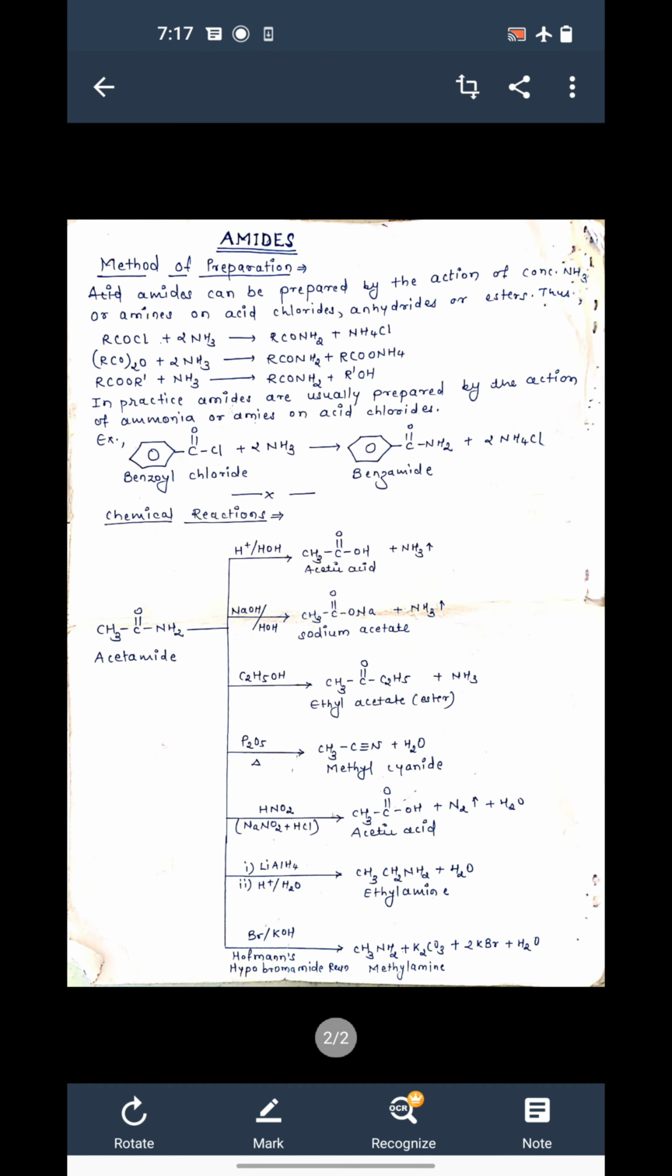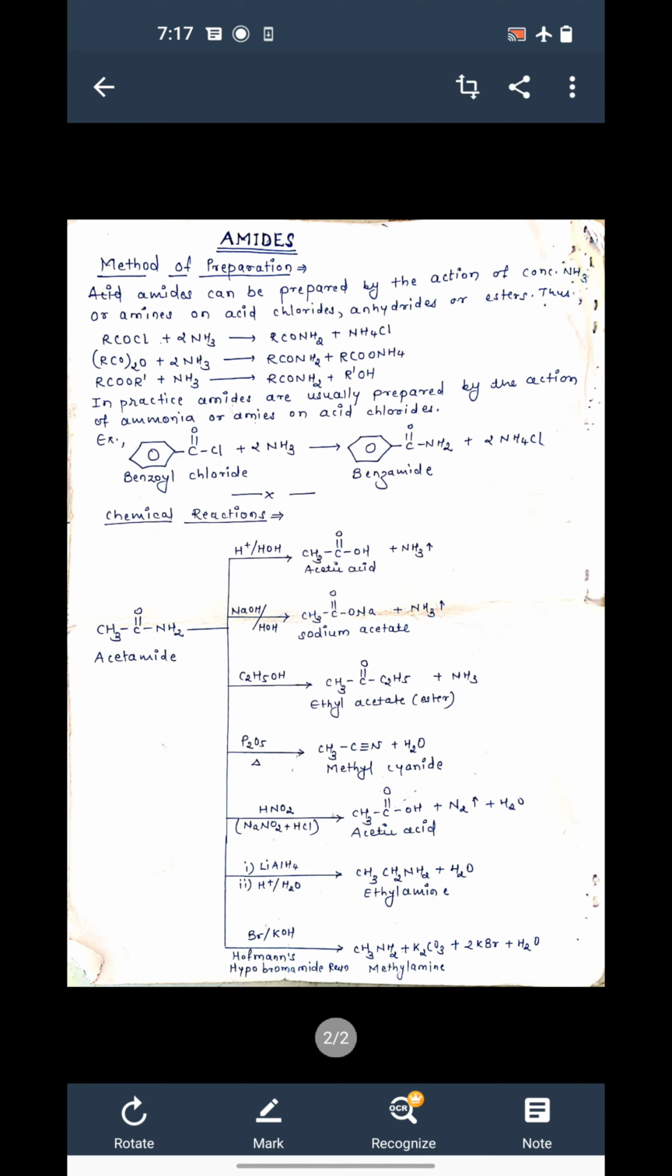The next compound is amide. Again, amide is a derivative of carboxylic acid because whenever amide undergoes hydrolysis, it comes back to the parent carboxylic acid, and therefore we say that amides are derivatives of carboxylic acid. Now how to prepare these amides?